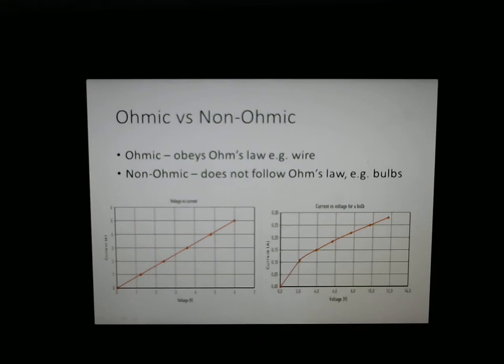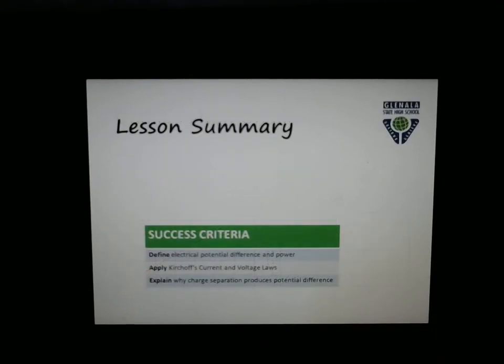So in this video we've covered the following. We have looked at the physical properties of resistance, we've established Ohm's law and done some practice with it, and we've looked at the difference between an ohmic and a non-ohmic resistor.